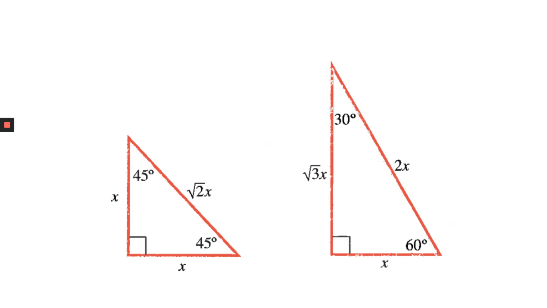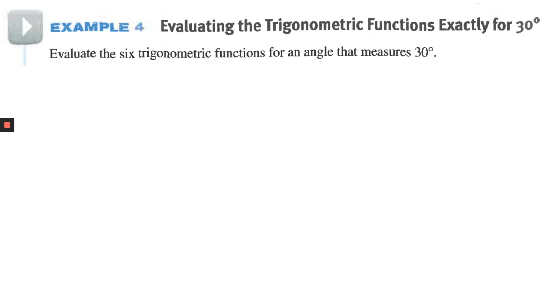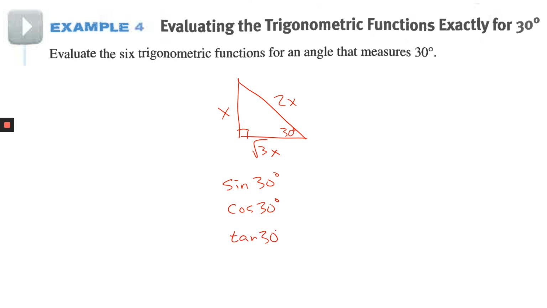All right, let's remember our special right triangles, 45, 45, 90, and 30, 60, 90. Let's evaluate the 6 trig functions for an angle that measures 30 degrees. So if we have 30 degrees over here, and there's our 90, remember we'll have x, rad 3x, and we'll have 2x. And let's make ourselves a little chart. Sine of 30, cosine of 30, tangent of 30. We'll start with those three.